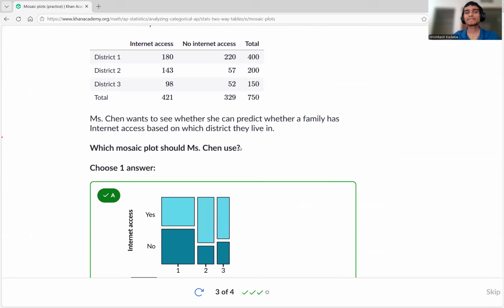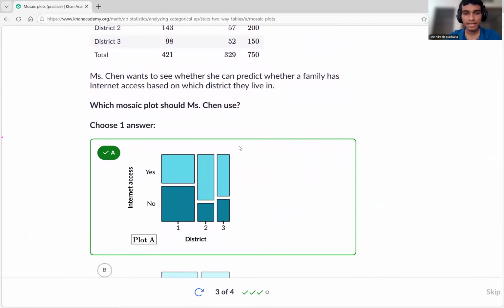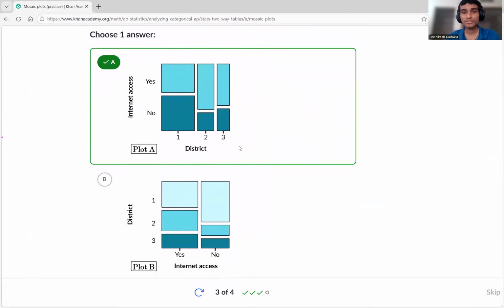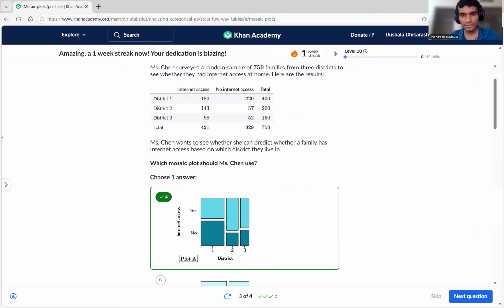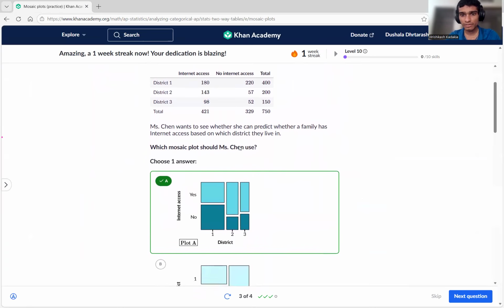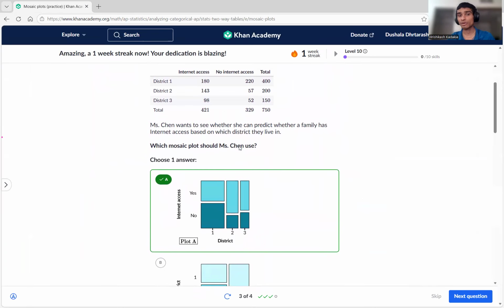So they just want to see whether she can predict whether a family has internet access based on which district they live in. So they want to see, based on the district, whether or not they have internet access. Not whether or not they have internet access, which district they could be. So wherever you see "based on" whether a family has internet access, based on what? Based on district. Based on district means district should come in the X column, I mean in the X coordinates at the bottom. So whenever they say based on districts, that should be here. If they say based on whether they have internet access, then yes, no should be there. That should be option number B.